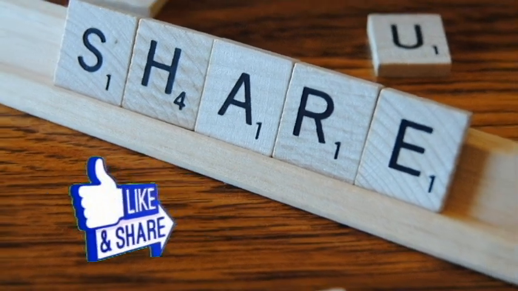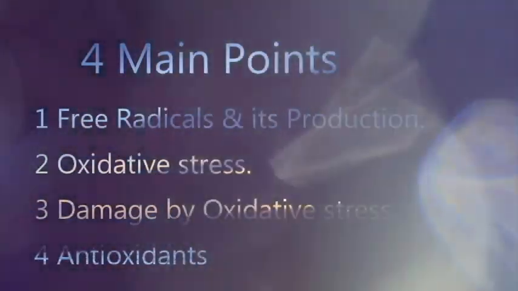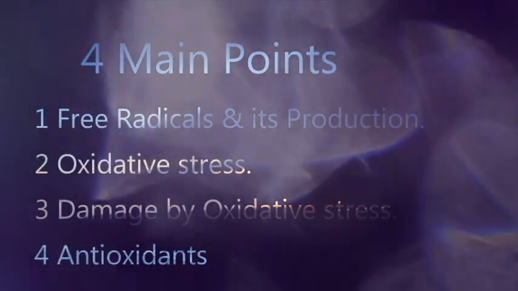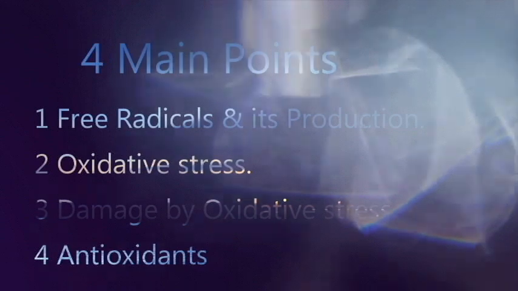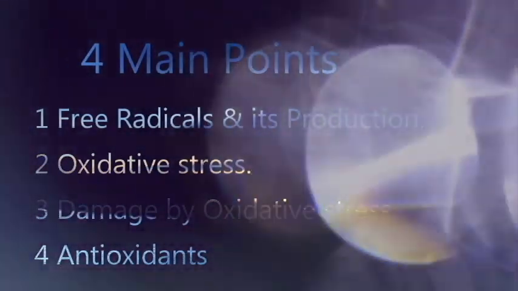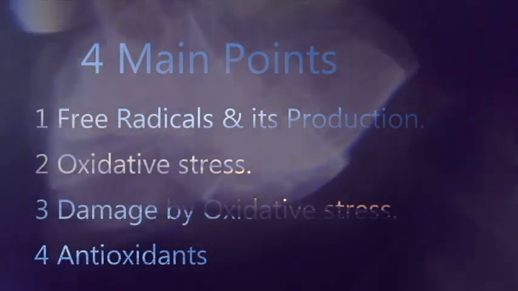I will cover this video by taking 4 main points. First one is free radicals and the production of free radicals. Second one is oxidative stress. Third one is damage by oxidative stress and free radicals. Fourth one is antioxidants. So let's start with what free radicals are.